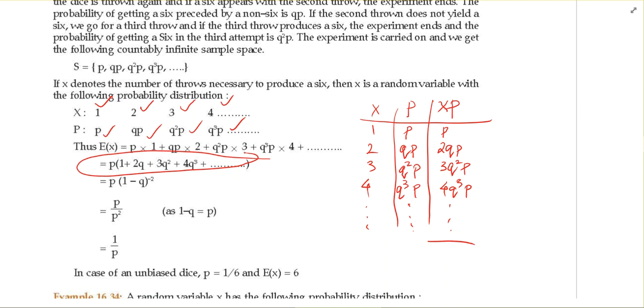We obtain the value of this to be 1 minus q raised to the power minus 2. 1 minus q was already p. So p raised to the power minus 2, that is 1 by p square. So 1 by p. P is 1 by 6. So reversing that, it will be 6. Okay.